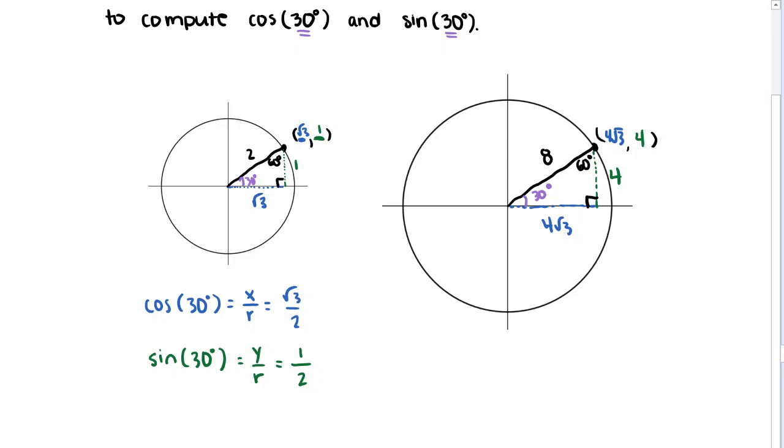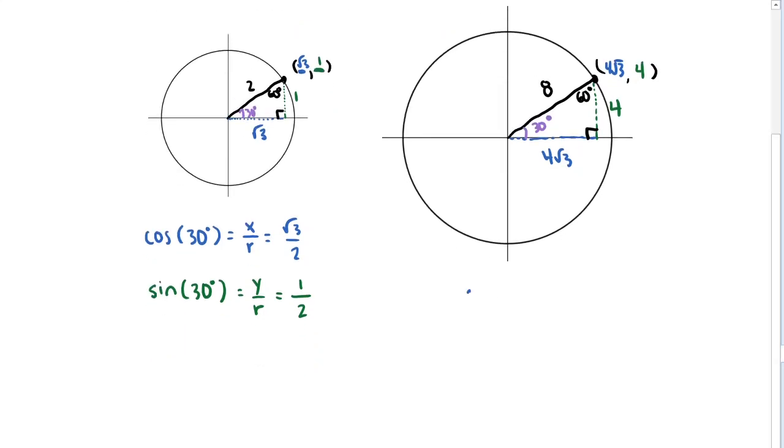And so if we compute these ratios, cosine of 30 degrees, based on this picture, is going to be the x-coordinate of this point corresponding to 30 degrees on the circle divided by the radius of this circle. And that's going to give us 4 square root 3 over 8. This is square root of 3 over 2.